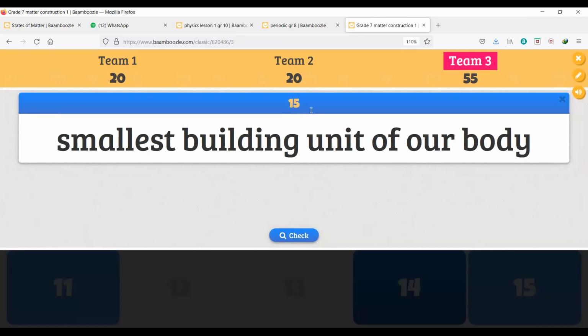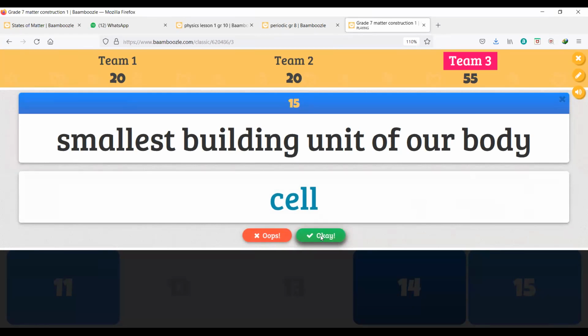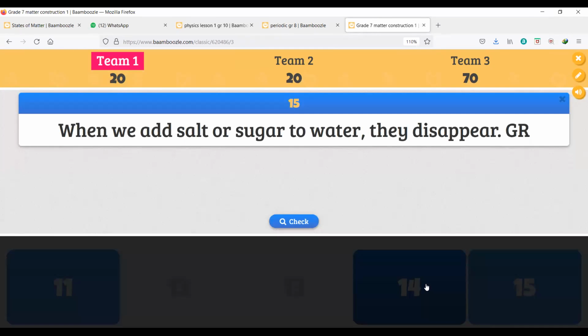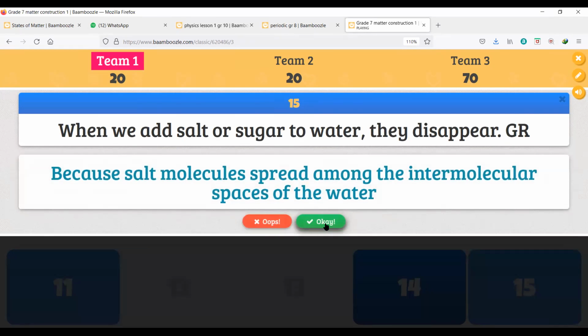Again, the smallest building unit of our body. Cell. Well, excellent. Very good. And team 1, Toka Muhammad again. Any one of you didn't answer at all? Which number? 14. When we add salt or sugar to water, they disappear. Quickly. Because there are intermolecular spaces in water. Very good.